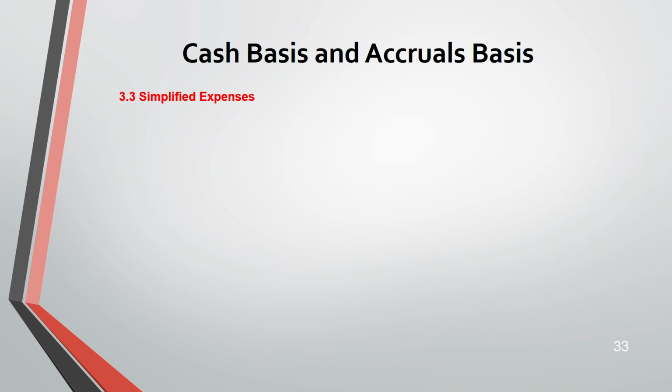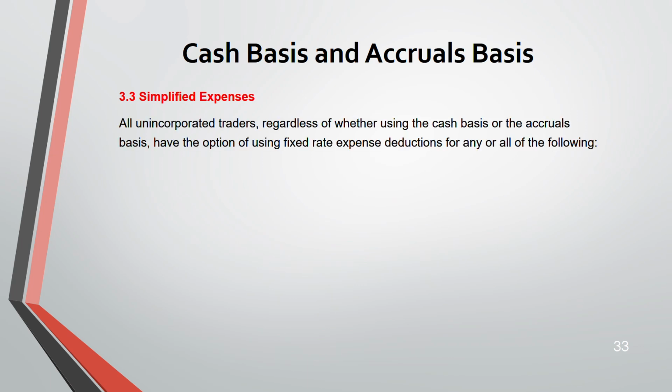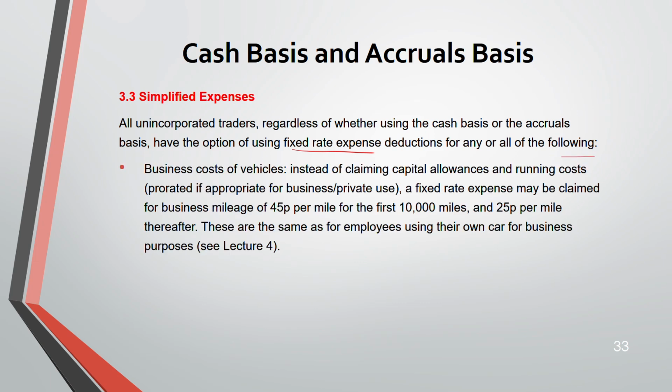Third, simplified expenses. All unincorporated traders, meaning sole traders and partnerships, the self-employed, regardless of whether using cash or accrual, have an option of using fixed rate expense deductions, where your expense deductions will be fixed for any or all of the following. First one, business cost of vehicle. This we have covered in lecture 4.